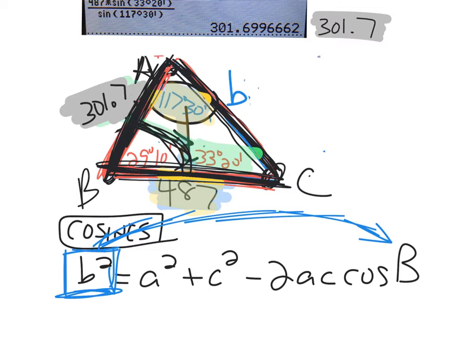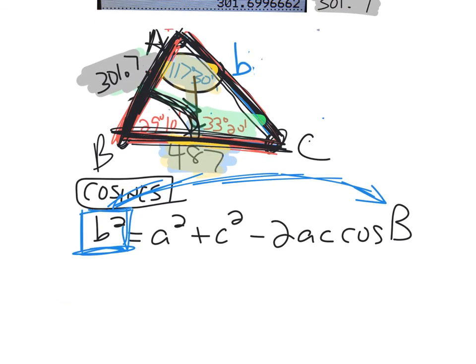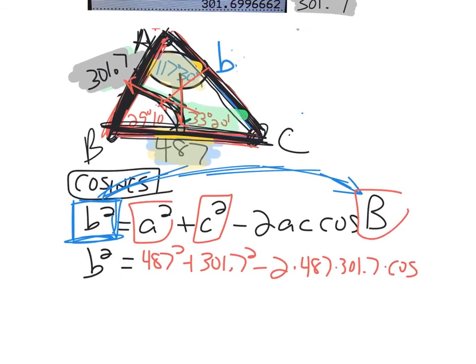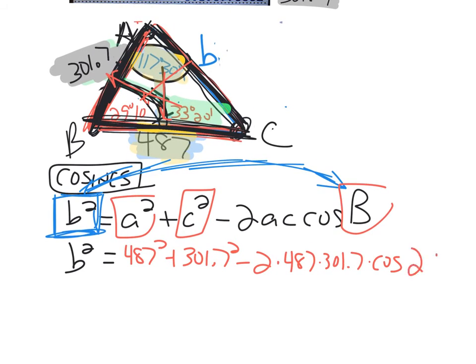So here to solve for side B using the law of cosines, I could go b squared equals a squared, so that's going to be the 487 squared, plus c squared, that's going to be the 301.7 squared, minus 2 times a times c, so minus 2 times 487 times 301.7, times the cosine of angle B. Here angle B was 29 degrees 10 minutes. So I can do this on my calculator to figure out side B.